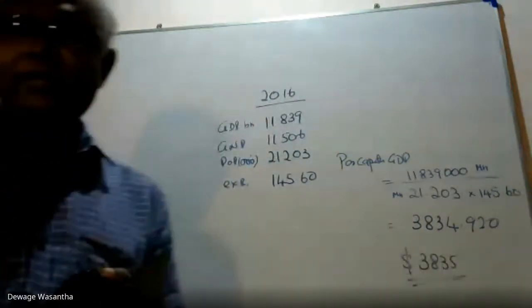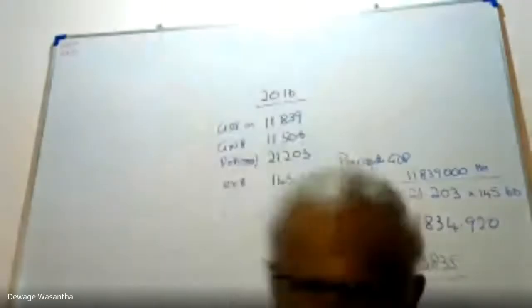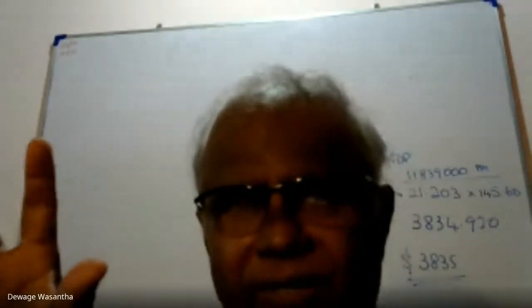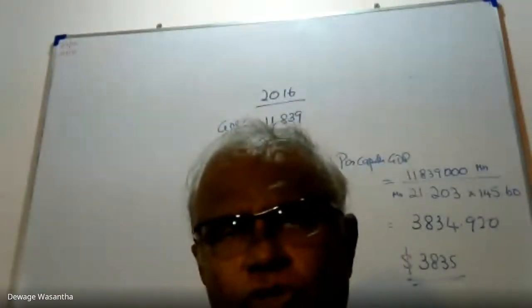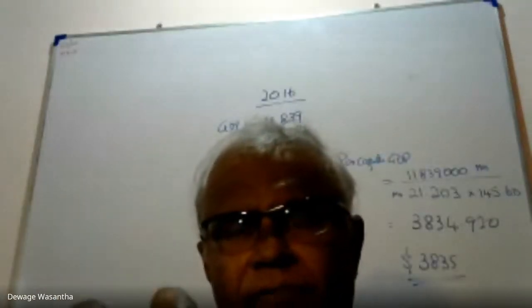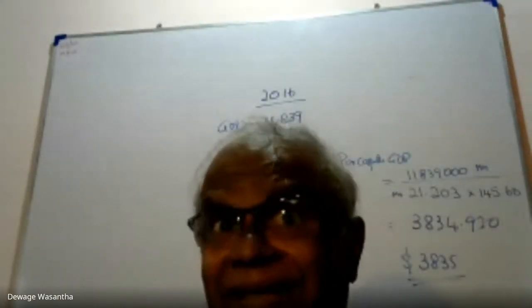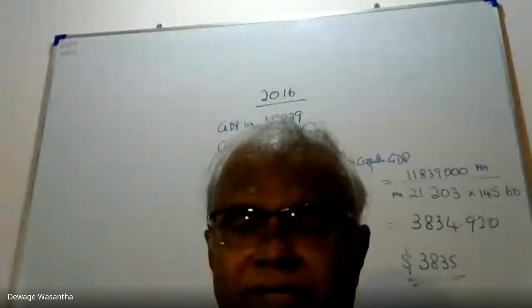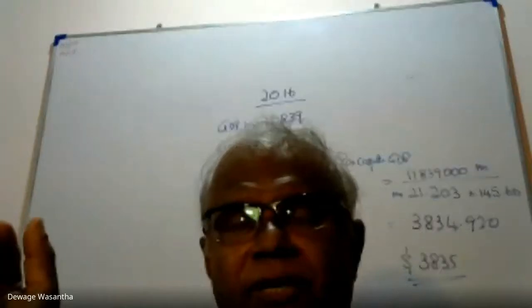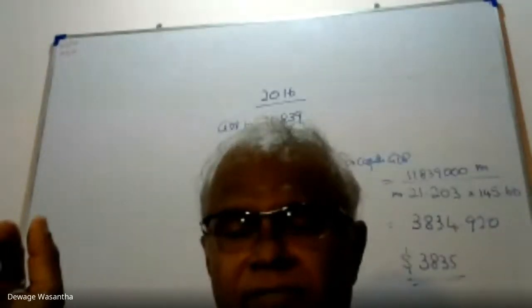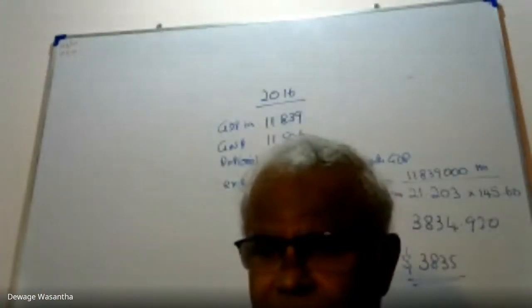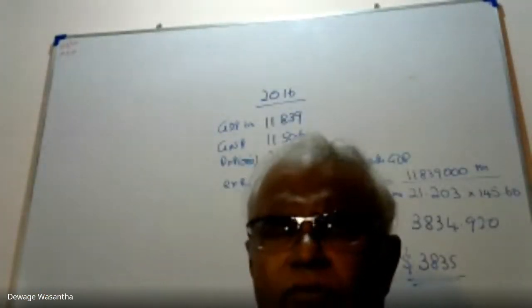Per capita income, per person income. That's how we calculate. Even for GNP, you can calculate. Take the GNP value in billions, put 3 zeros to make it millions, divide by the population in millions and the exchange rate. Then you can get the GNP per capita income at market price. Please work out that. That's a homework exercise.